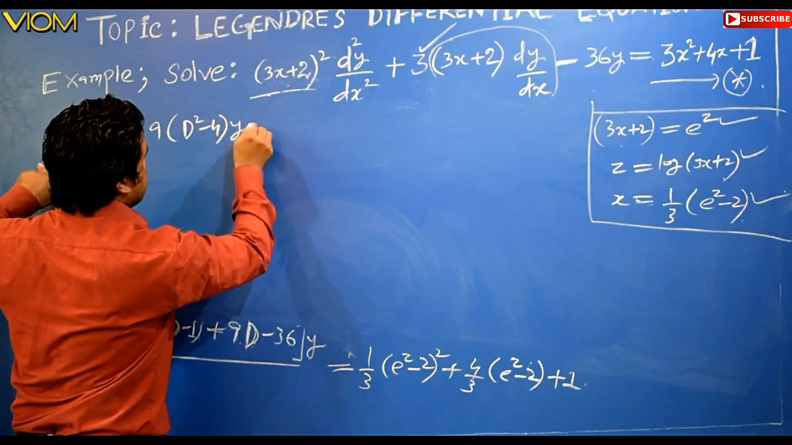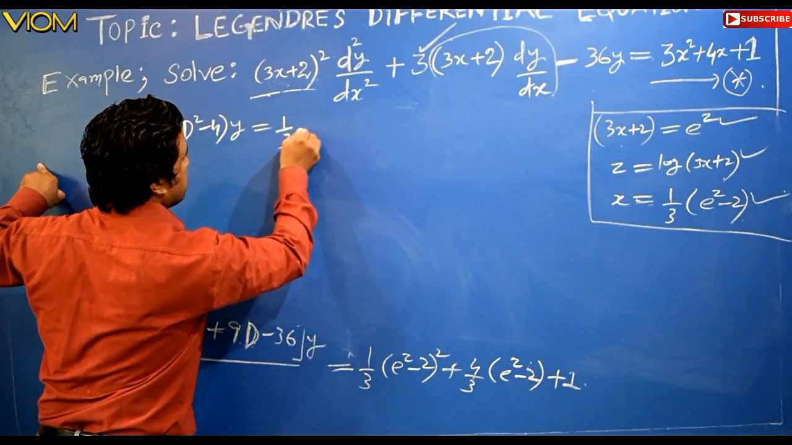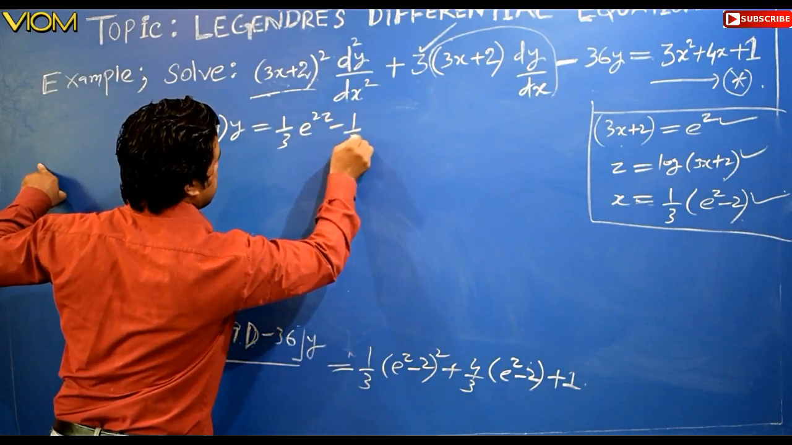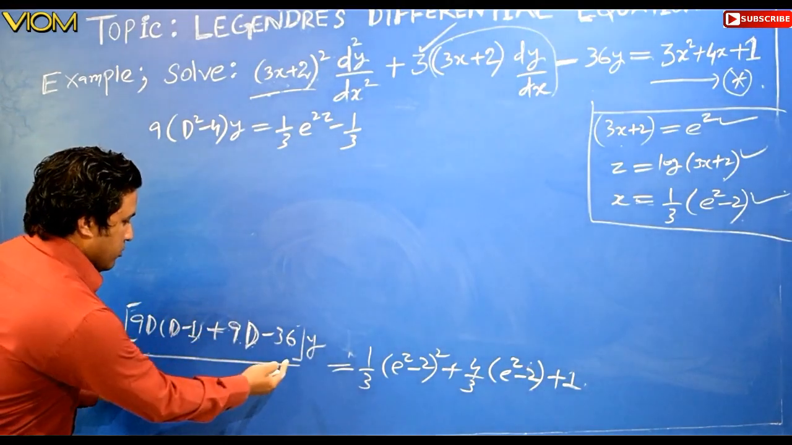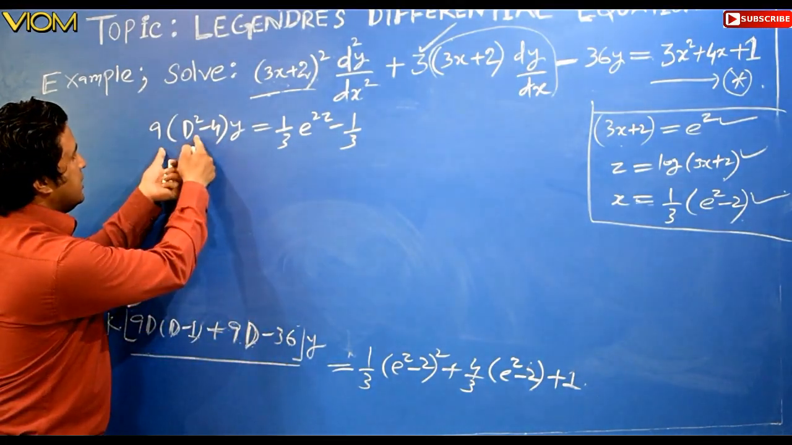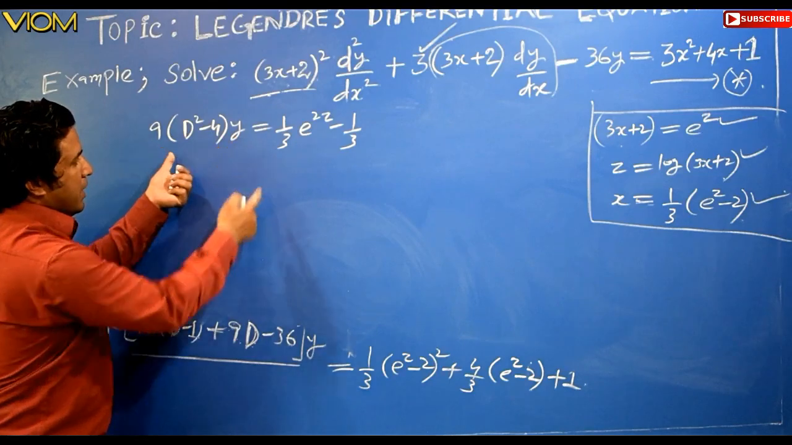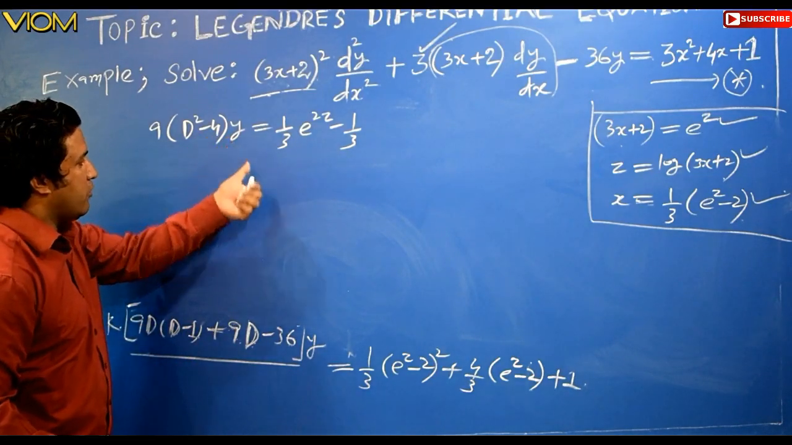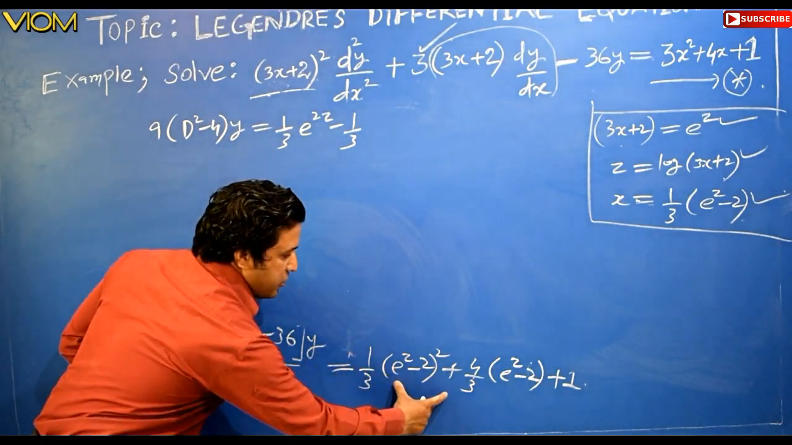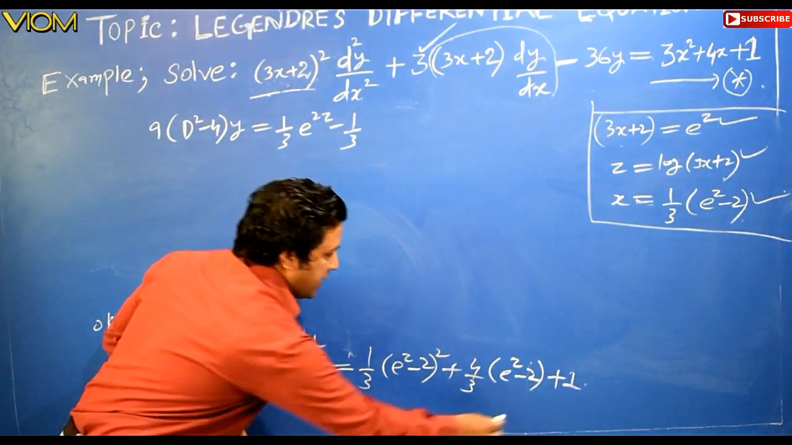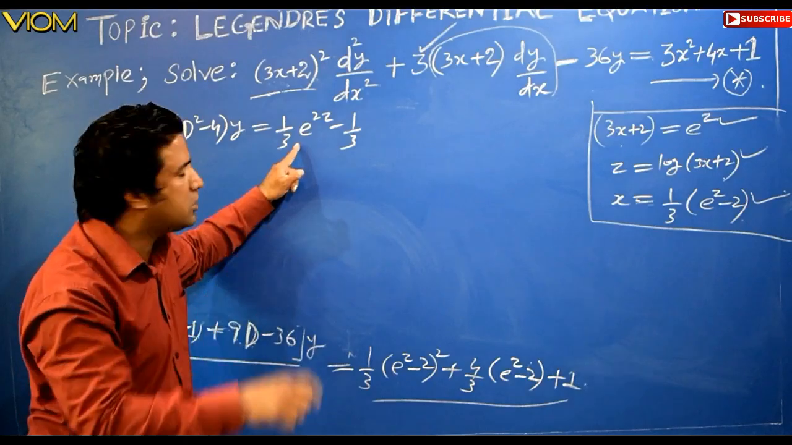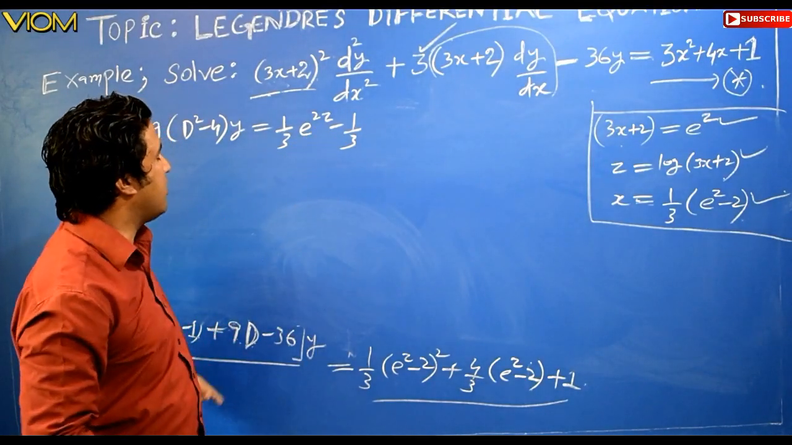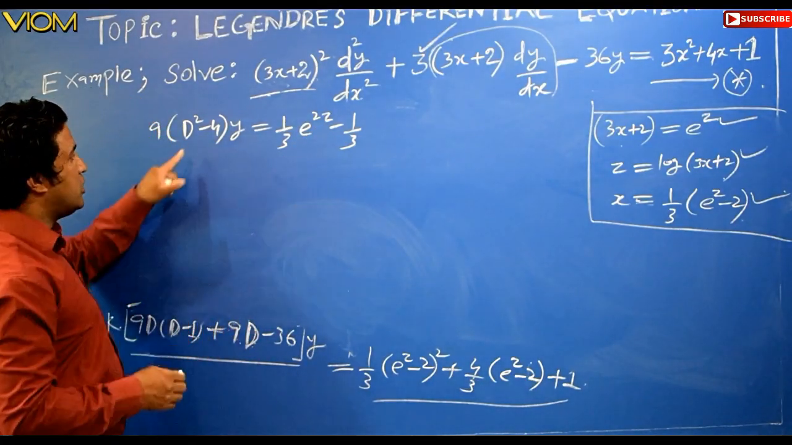This is y = (1/3)e^(2z) − 1/3. When you calculate this, it is transformed into 9(D² − y)y, D² − 4y. When you simplify this right hand side, it is converted into (1/3)e^(2z) − 1/3. Now finding this is the result.